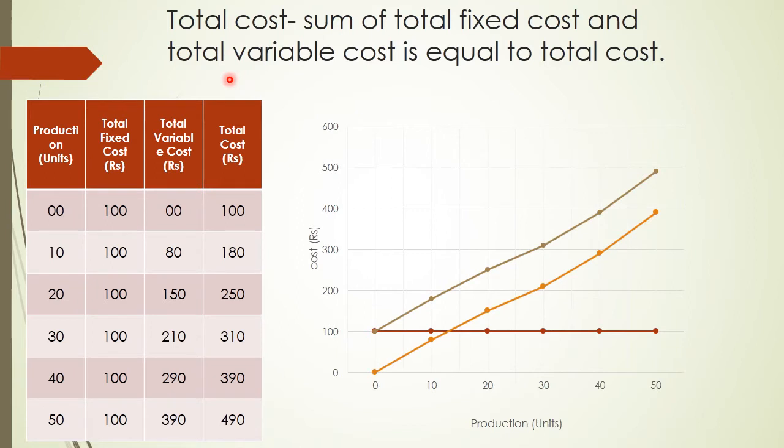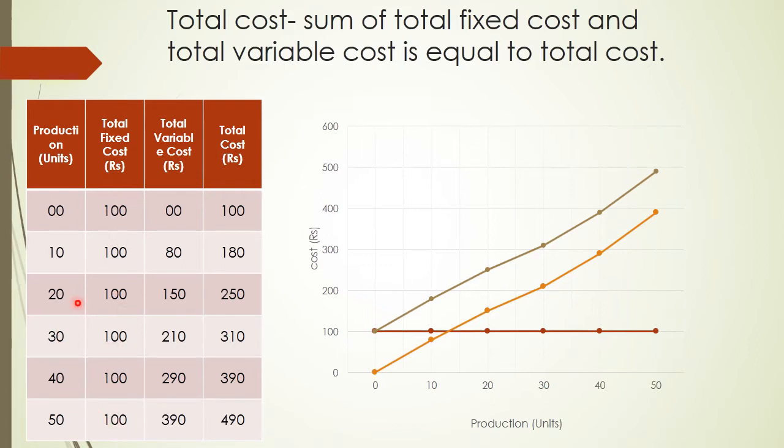Now, in our last discussion, we discussed what we mean by fixed cost, variable cost, total fixed cost and total variable cost. Now, total cost. So, what do you mean by total cost? It is the sum of total fixed cost and total variable cost, right?